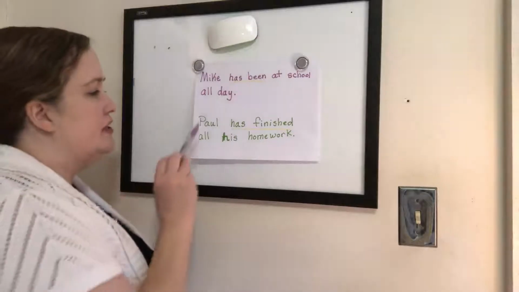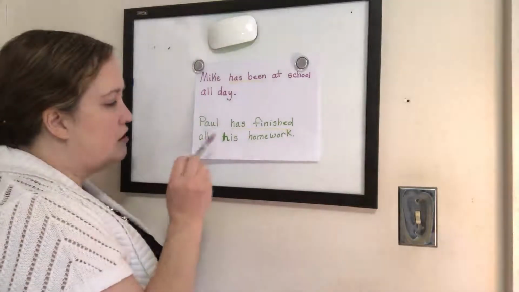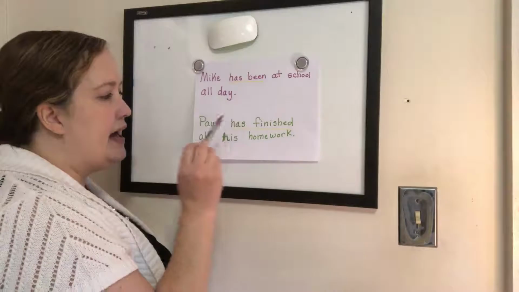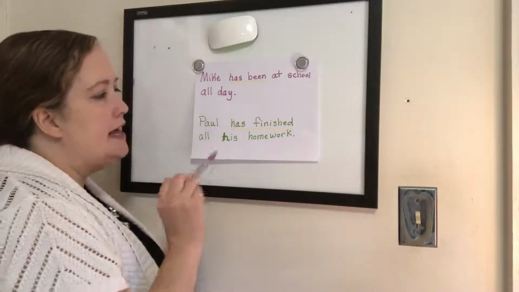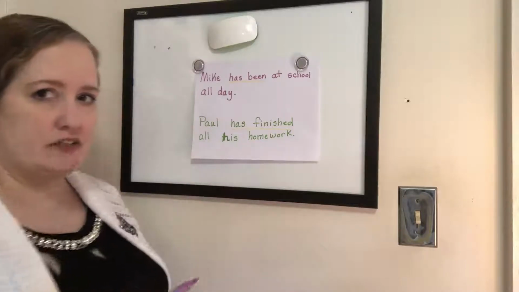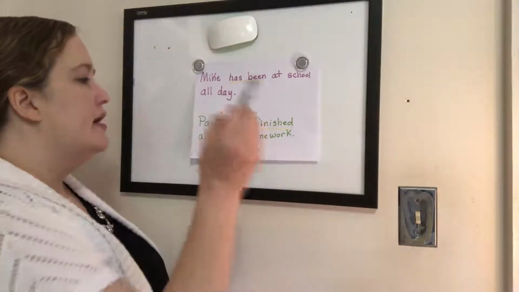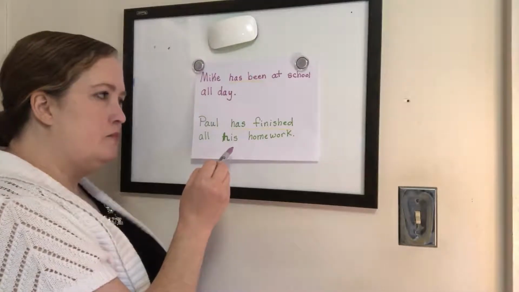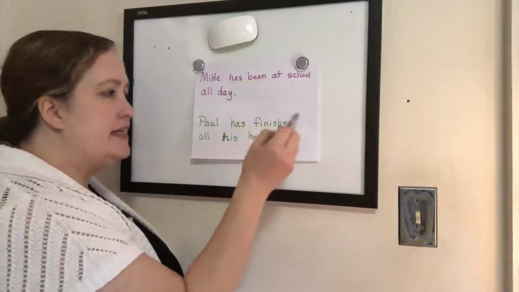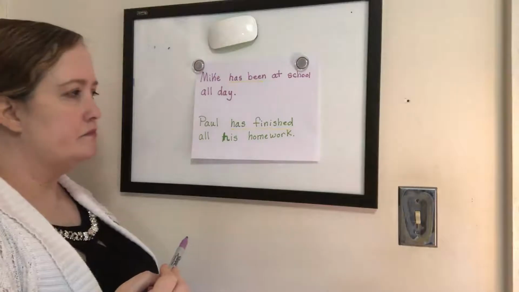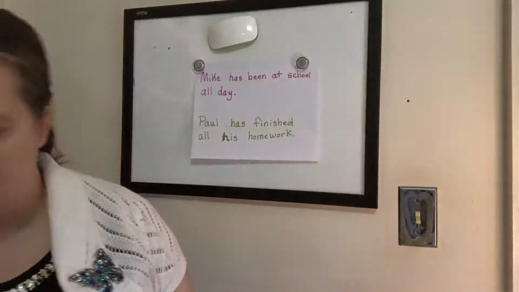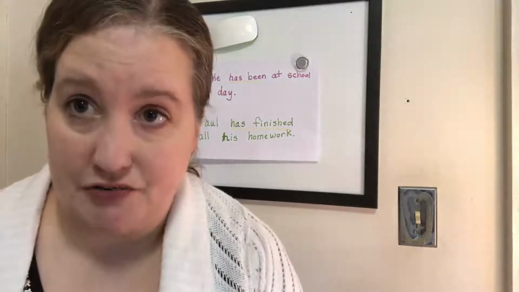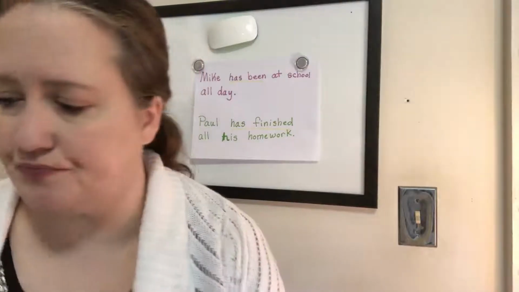Now let's go to the next one. Paul has finished all his homework. Has is the helping verb word, and finished is an action verb. So has is the helping verb. Finished is an action word. So the whole phrase is an action verb. The whole phrase.